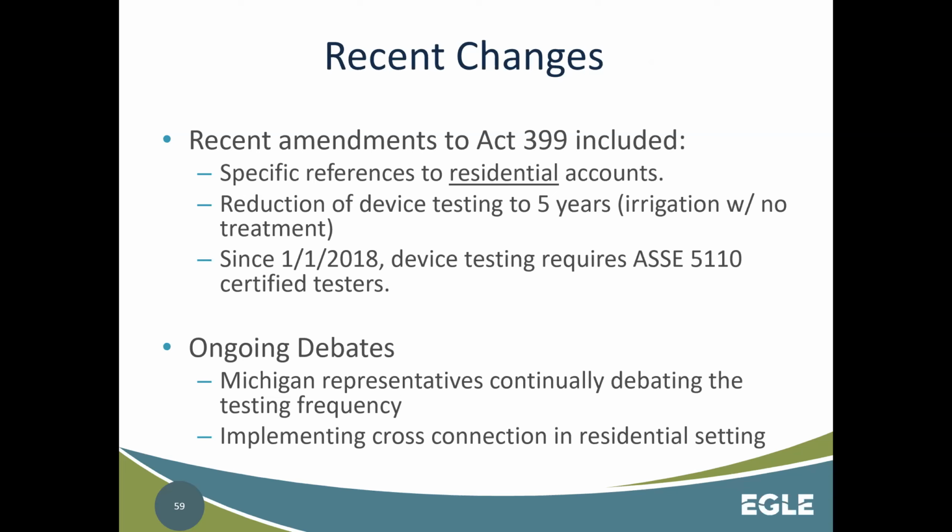All right. So stuff that has changed recently, and by recent, it's been a while, but in order, specific references to residential accounts, as far as lawn irrigation systems with testing and inspections. The reduction of testing was to 5 years if it's irrigation with no treatment. It isn't 3 like most low hazards, it's every 5. And then in order to test these, you had to be ASSE 5110 certified to do so. That went into effect January 1st of 2018. Before then, it was just anyone who was a licensed plumber could test them. Now, anyone, as long as they're certified, can do that.